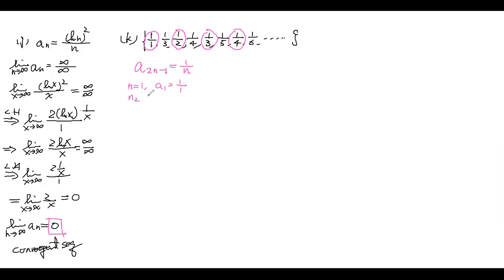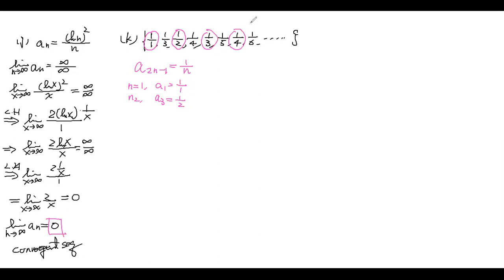n equal to 2. 2 times 2 is equal to what? 4, right? So 4 minus 1 is 3. So a3 is equal to 1/2. That is true, right? So I know this one is okay.